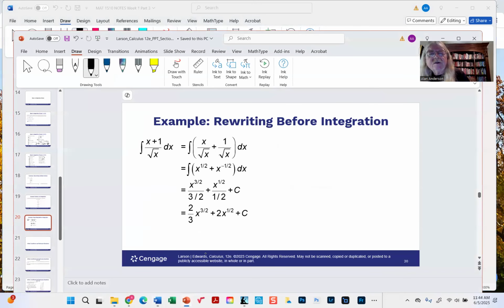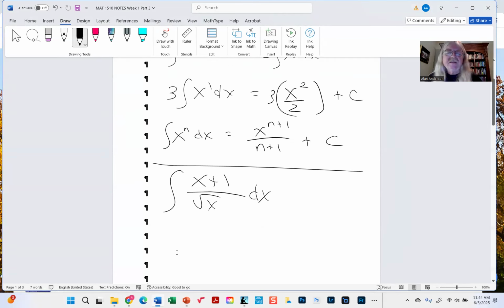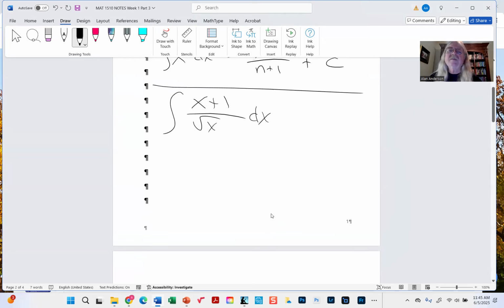So we've got the integral of x plus 1 over radical x dx. And at first glance, you might say, I don't know what to do. So you might also then say, well, maybe let me try a little algebra to simplify this a little. Let's try this. Certainly, that is a valid statement. I'm splitting it up into two parts.